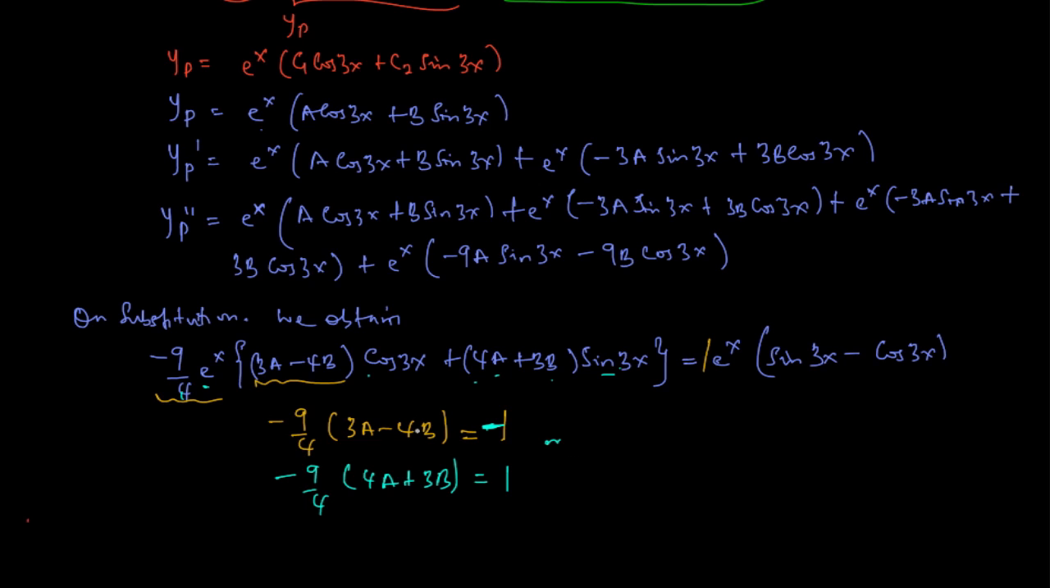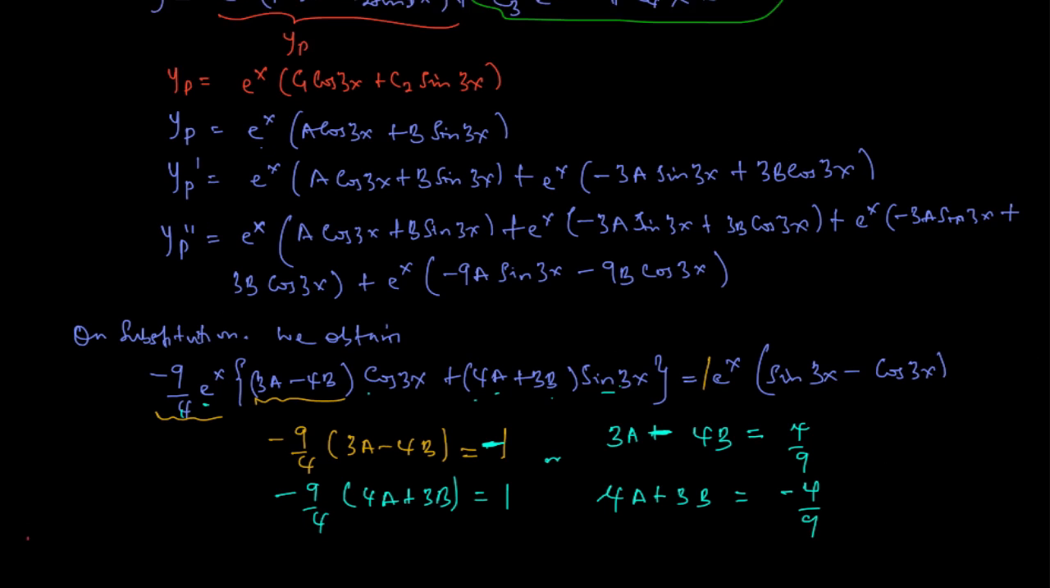So another way of writing this is, cross multiplying, 3a minus 4b equals 4 over 9, and then we have 4a plus 3b equals minus 4 all over 9.